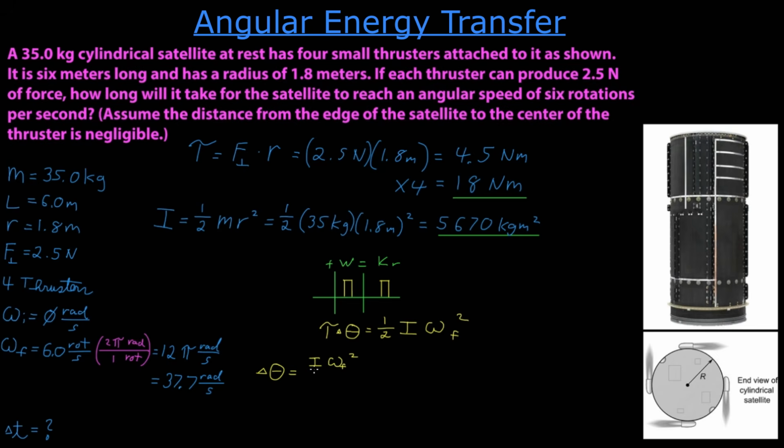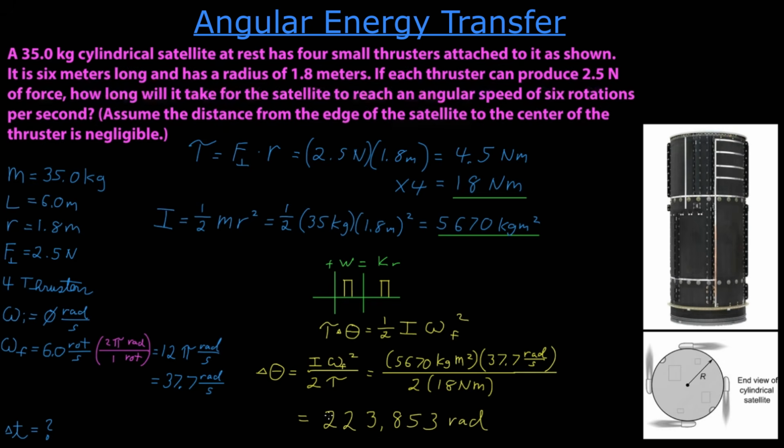That'd be I omega final squared over 2 times the torque. 5670 kg meters squared times 37.7 radians per second over 2 times 18 newton meters gives me 2023.853 radians. So I know it's large, but this is our angular displacement. It spins around many times.